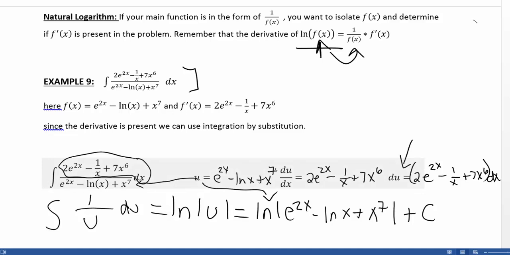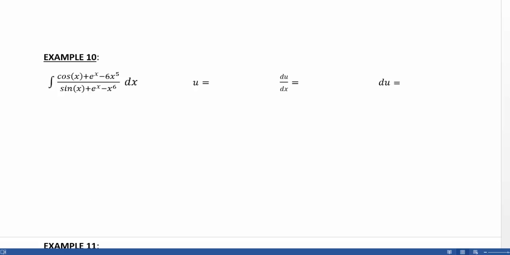So again, some of the key things that are happening here with the natural log is that we first notice that the thing that we were integrating was one function over another one. That was our first clue that not only were we doing integration by substitution, but it likely came from the chain rule of the natural log. So let's look at another example. Example 10. So we notice here again that we have one function on top of another function.